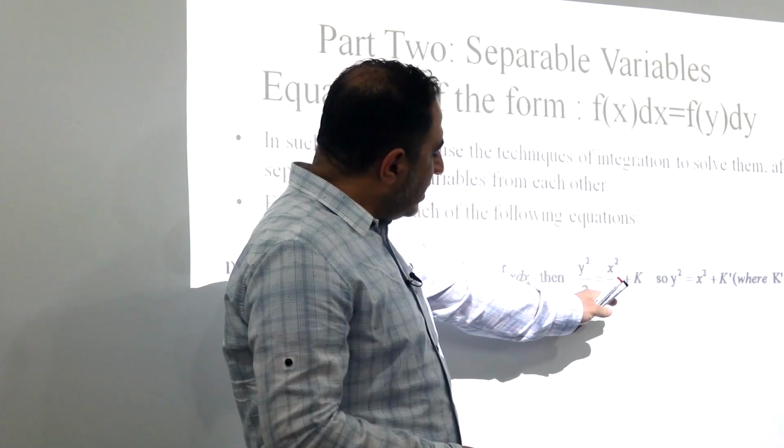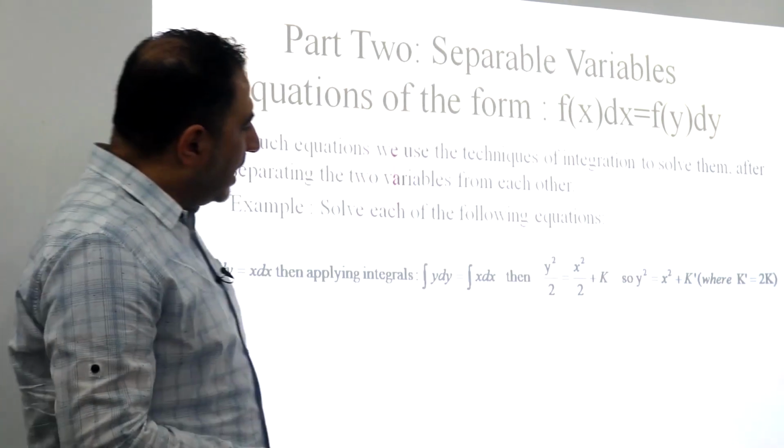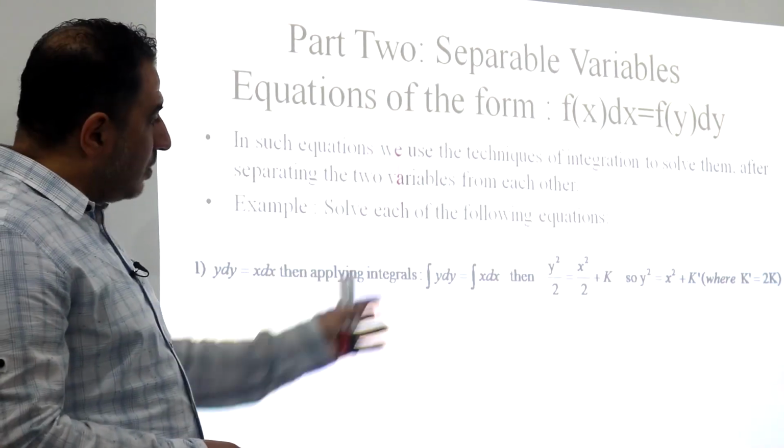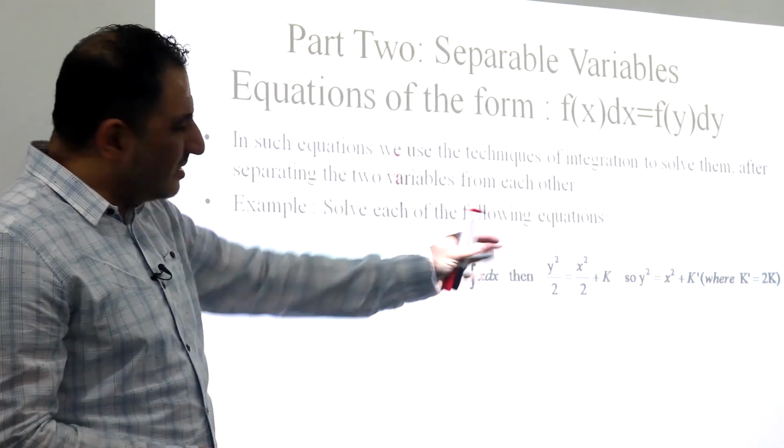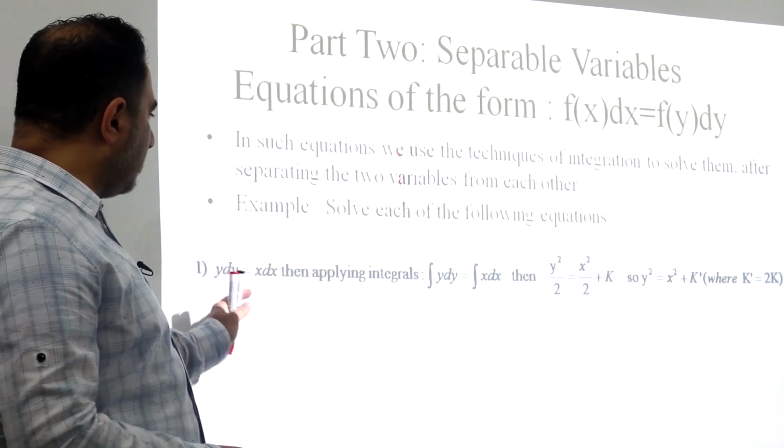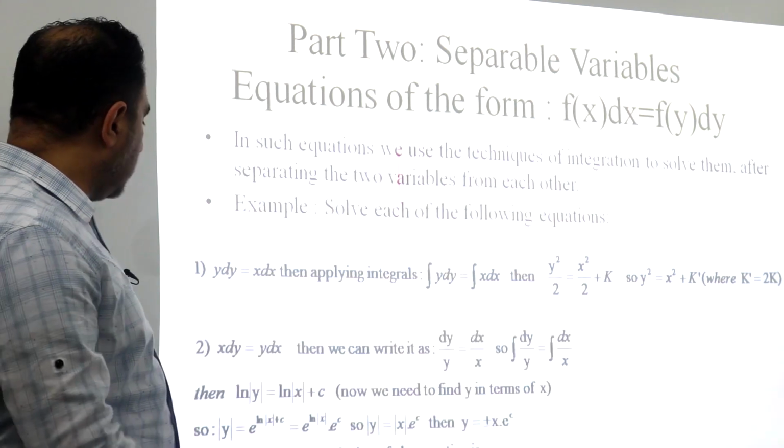Now, you may write it as this, or you are able to write it as y squared equals x squared plus k prime, where k prime equals 2k. That is a simpler form. You are able to solve it. I think that is very nice. It's very easy. Let us take another example.